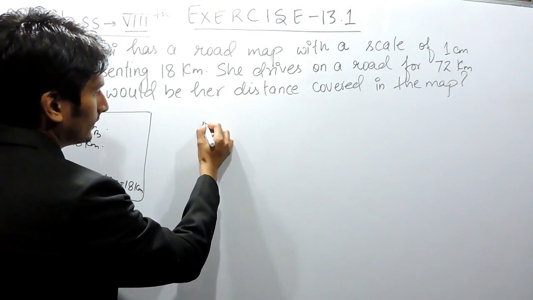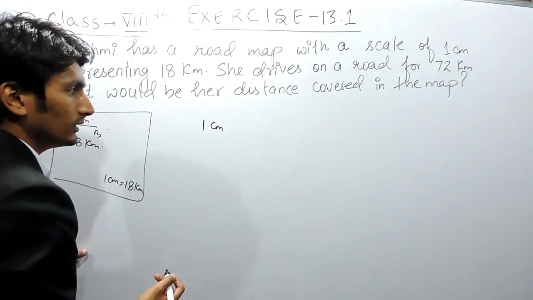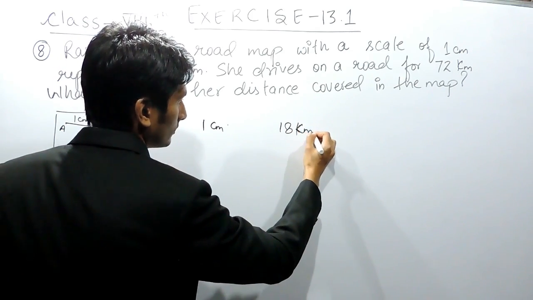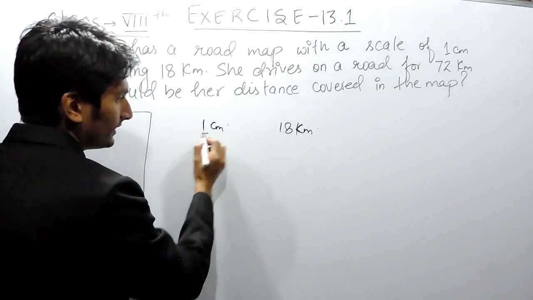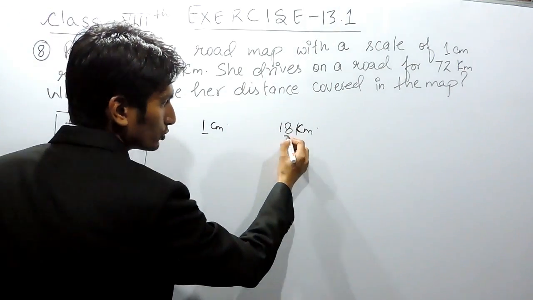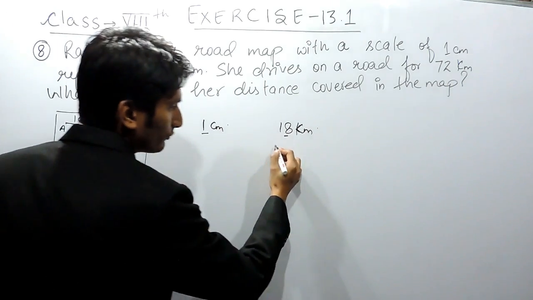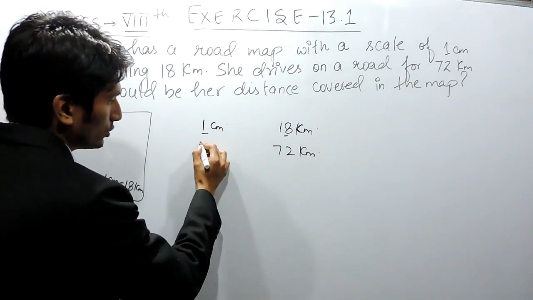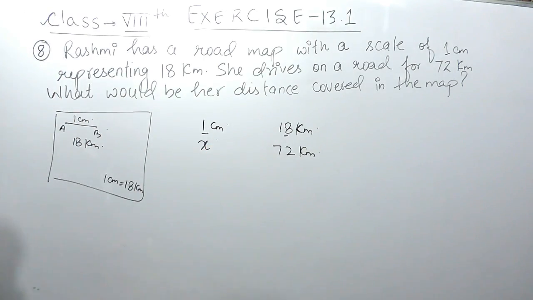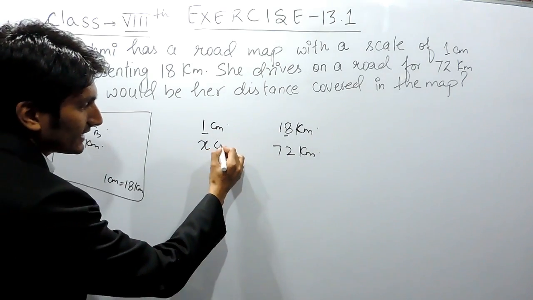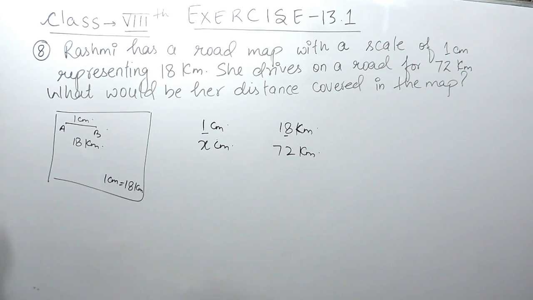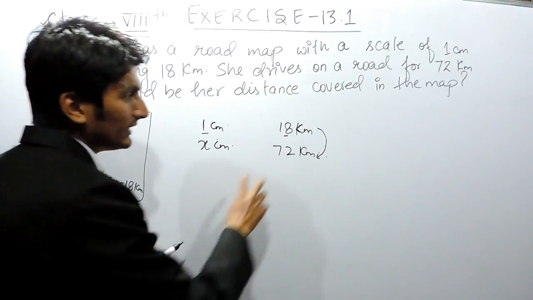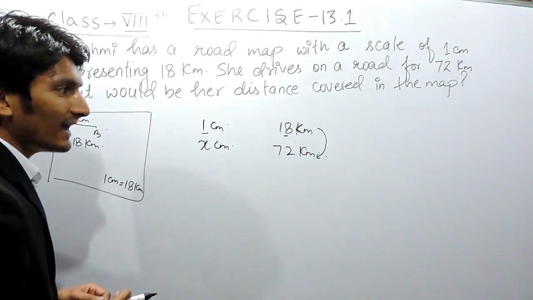So there are two things. One is measurement on map and second is actual distance. So when 1 centimeter on map is equal to 18 kilometers on actual ground, you have to find, if on actual it is 72 kilometers, what the distance will be on this map. Because this is direct proportion, one way of solving this is to directly find how many times this actual distance has increased.